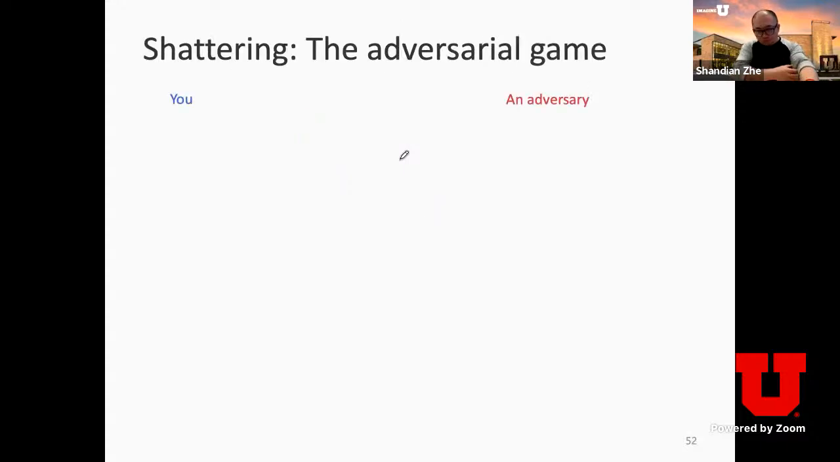So basically, how to understand shattering? If you want to check whether your hypothesis space can shatter some particular set of data points, you're actually playing an adversarial game. This is you and this adversary. What you want to claim is that my hypothesis class H can shatter these D points, this particular D points.